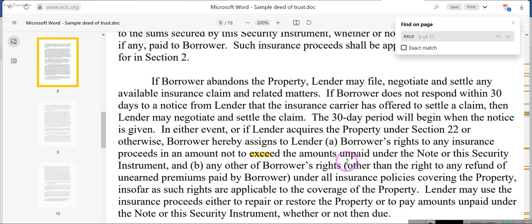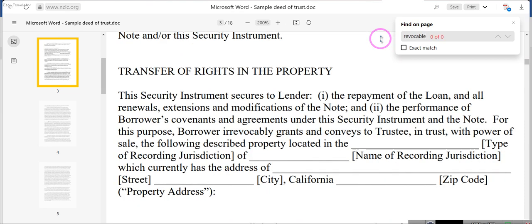Now remember, this is not an irrevocable agreement. This is a trust agreement. This is not an irrevocable trust. This is a revocable trust. Everybody needs to understand that. Let's do that. So I put in the word revocable. Let's put in IRR. There is no irrevocable statement in this trust. This is not an irrevocable trust, ladies and gentlemen. It is simply in trust.